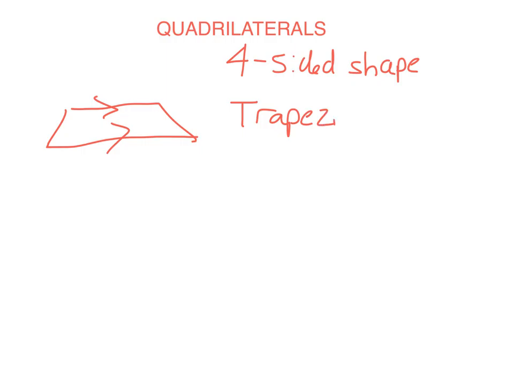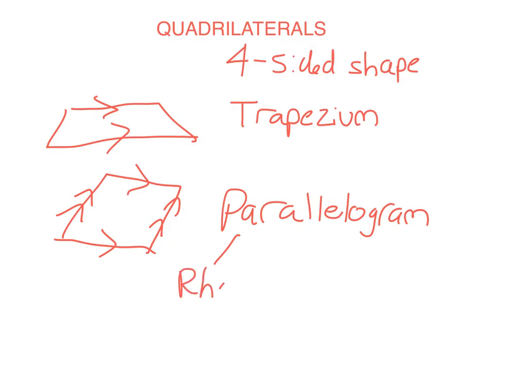If it has two pairs of parallel sides, it's a parallelogram. So you probably already know this. What you may not know, though, is that any four-sided shape that has two pairs of parallel sides is a parallelogram. So a rhombus is a type of parallelogram because it has two pairs of parallel sides. A rhombus is just a special type of parallelogram where all of the sides are equal. A rectangle is a type of parallelogram. It's a special type of parallelogram where all angles are equal.